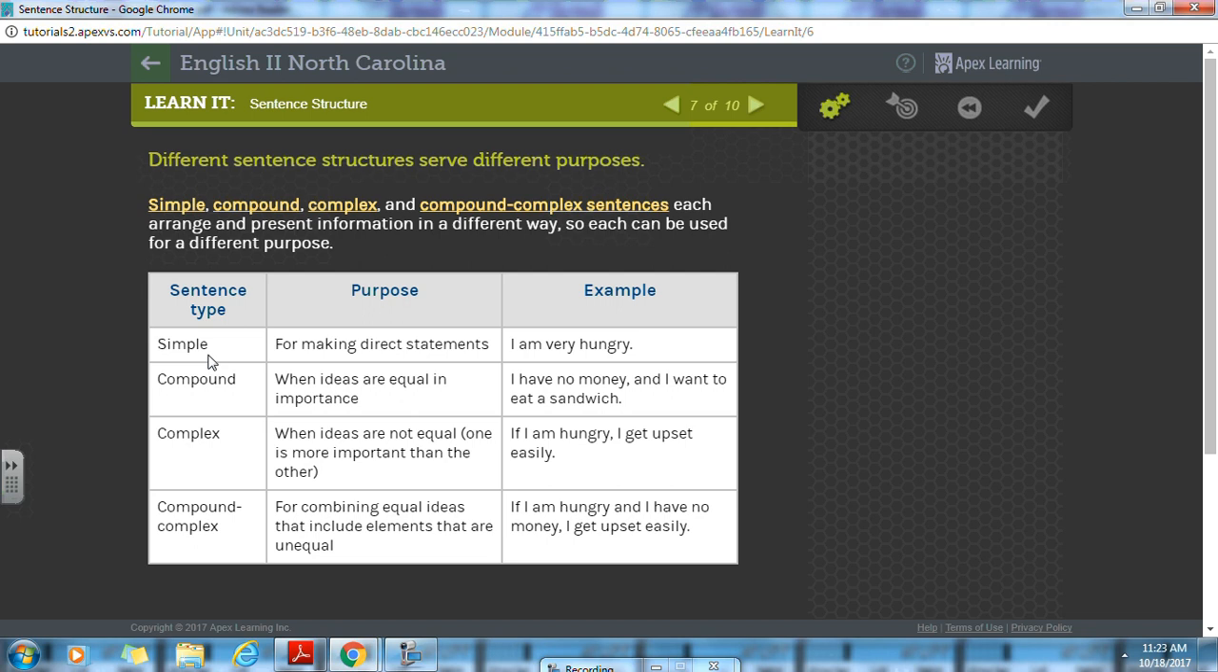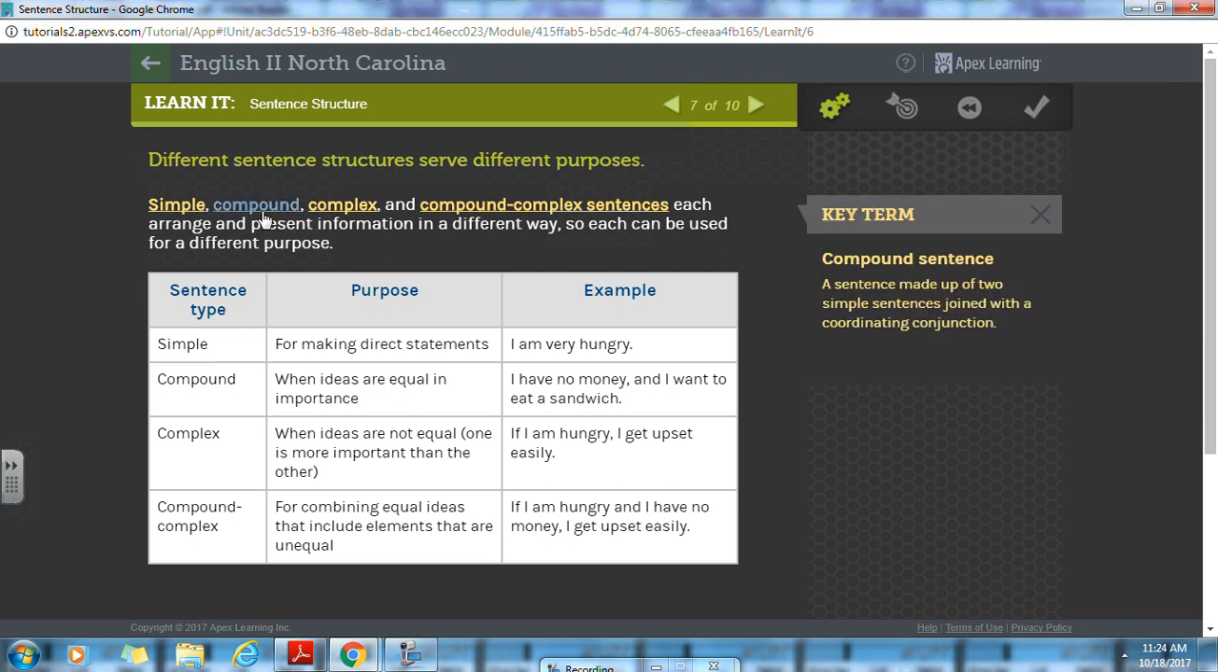I want to use a compound sentence when my ideas are equal in importance. Now, equal doesn't mean same, but they're just equal. I have no money, comma, and I want to eat a sandwich. Or I have no money, comma, but I want to eat a sandwich. So when you want to talk about ideas that are equal, you use a compound sentence. When you want to talk about direct statements, you use a simple sentence.